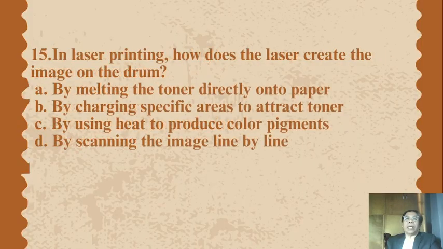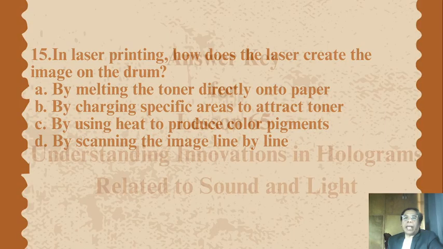Number 15. In laser printing, how does the laser create the image on the drum? Letter A, by melting the toner directly onto paper. Letter B, by charging specific areas to attract toner. Letter C, by using heat to produce color pigments. Letter D, by scanning the image line by line.